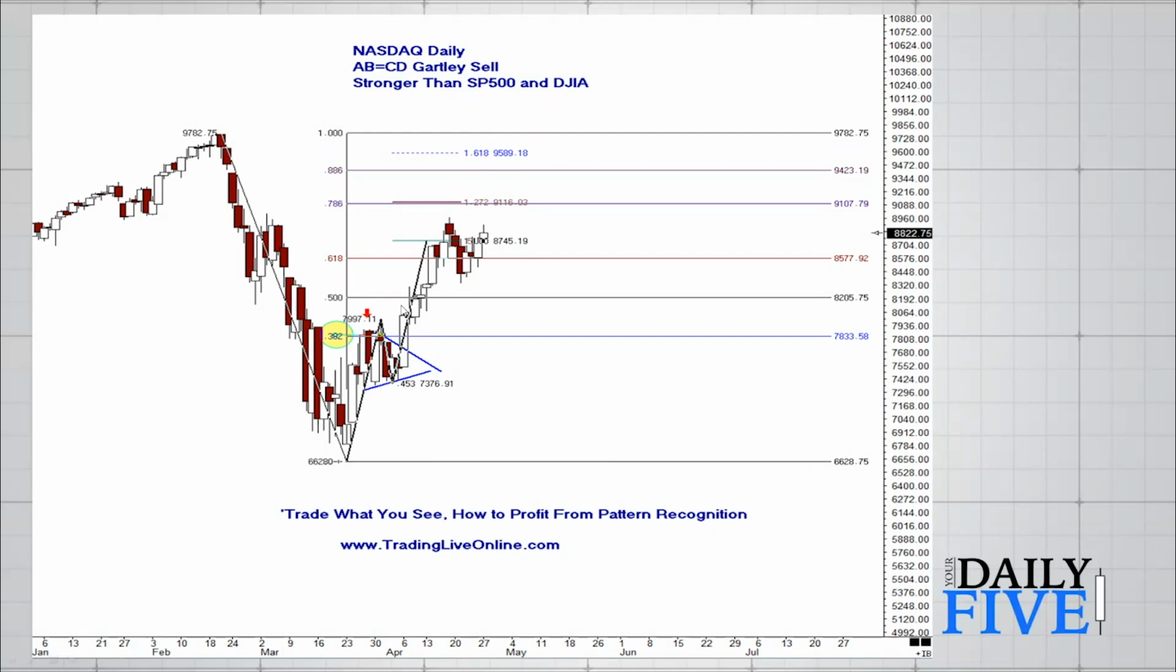Well, in the book, Trade What You See, How to Profit from Pattern Recognition, you talk a lot about the warning signs of these patterns, that there's more strength in the sell pattern. So this has gone up above the 618 retracement, and it's tested just a bit higher this morning. But again, I think now that we're starting to see some divergences form and likely to see a test back down.